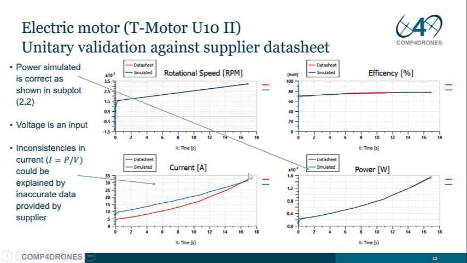However, it is surprising to see that there's a sort of gap in the current simulated with respect to the one provided by the manufacturer. We cannot really explain this inconsistency because, as we can see, the power and the efficiency are exactly the same. So we really expected the current also to be in agreement with the data provided by the supplier.